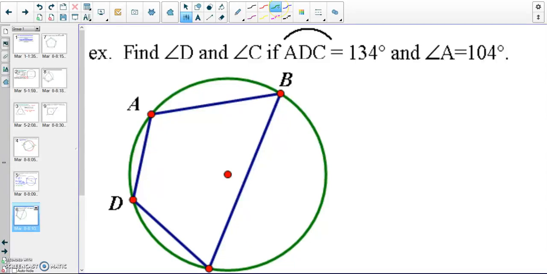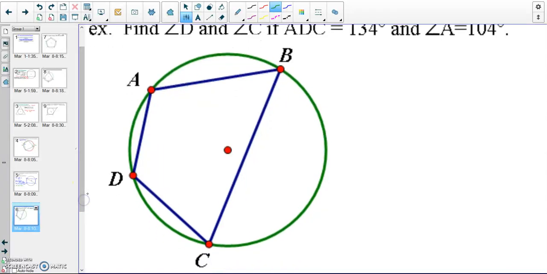So in this problem, they're telling us arc ADC is 134 degrees. Angle A is 104. They want us to find angle D and angle C. I'm just going to start filling in stuff that I know. Well, this is a quadrilateral inscribed in a circle, so opposite angles are supplementary. So angle C must be 76 degrees.